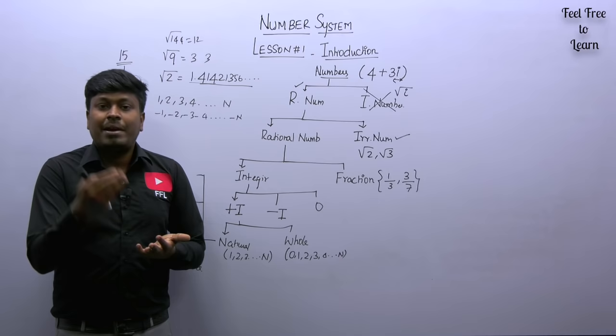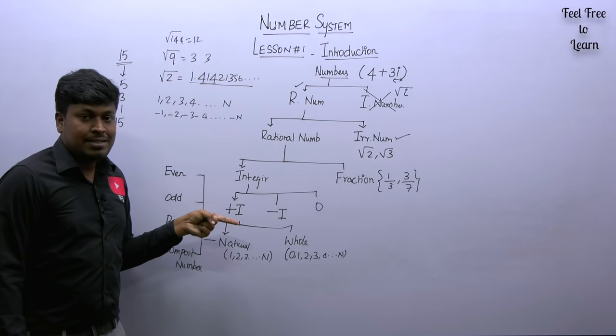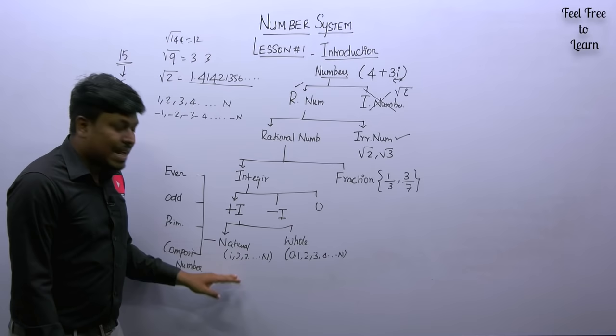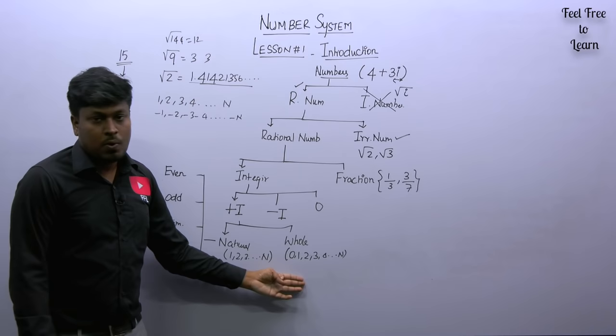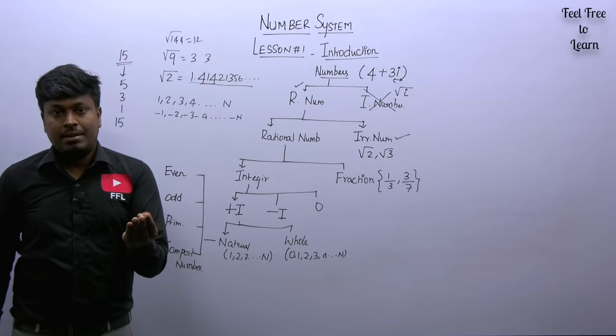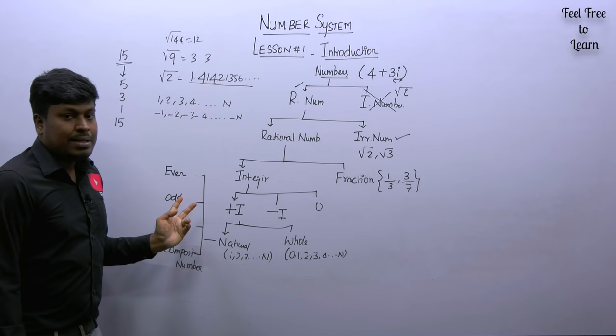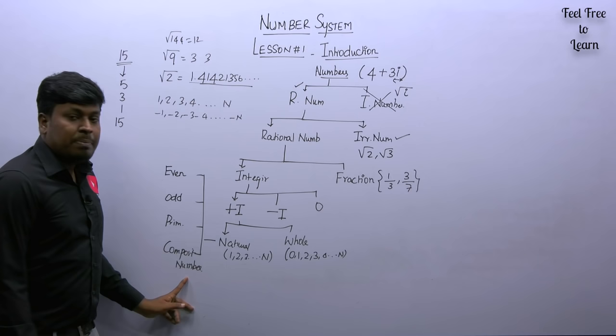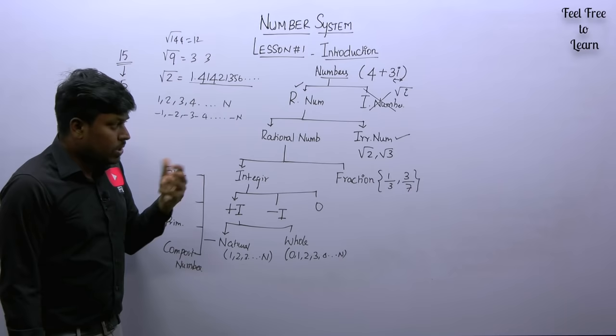Now positive integers are separated into two categories. A series that starts from 1 is called a natural number. A series that starts with 0, 1, 2, 3 is called a whole number. At the last, natural numbers are separated into four important parts: even number, odd number, prime number, composite number. Even numbers are 2, 4, 6. Odd numbers are 1, 3, 5. Prime numbers are 3, 5, 7. And a composite number is a number which has more than two factors.